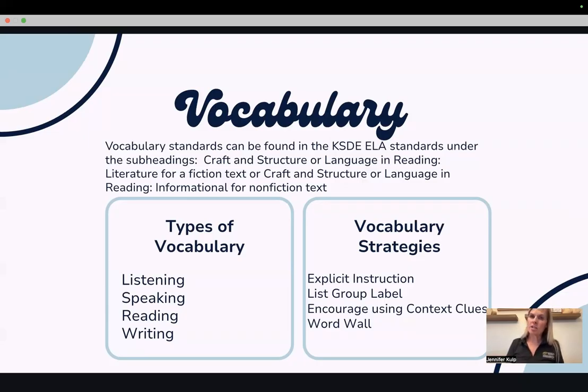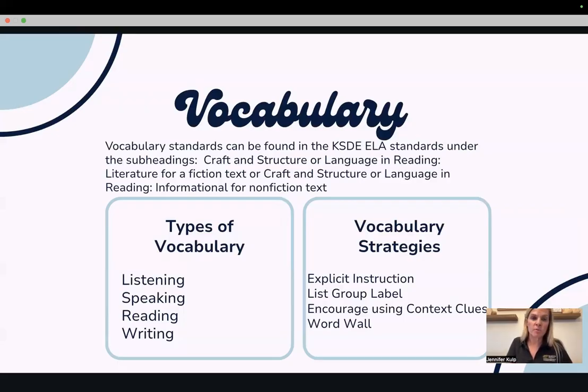The craft and structure standard, it's the very first one, and it talks about vocabulary explicitly. You'll understand when you look at the standards. And then the language standards would be underneath that heading. Look for one that matches the vocabulary that you're looking for.